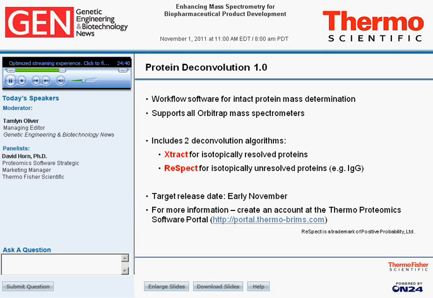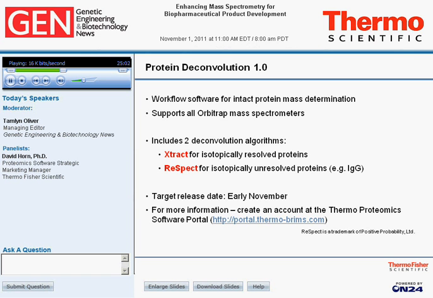So the software is going to be called, sort of obviously, Protein Deconvolution 1.0. It's a workflow-based software for intact protein mass determination that supports all of our Orbitrap mass spectrometers. There will be a future version of the software that also supports ion trap mass spectrometers, but we will not have the same mass accuracy on the ion traps that we do on the Orbitraps. It includes 2 deconvolution algorithms.